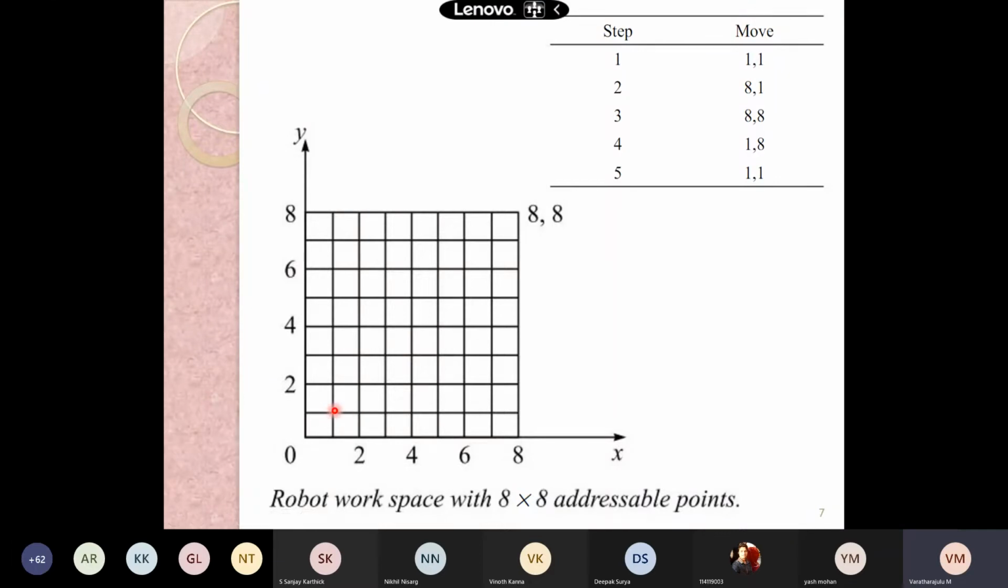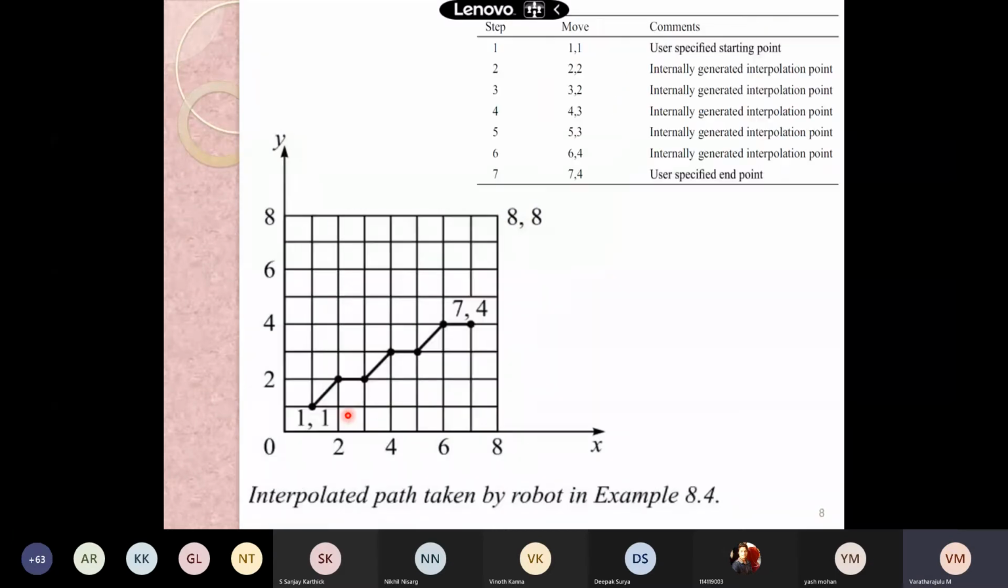This is the point of 1 1. From 1 1 we are going to make a move to 8 8. What we need to do is take a move from 1 1 to 8 1, and then 8 8, and then again 1 8, and then make a move with this workspace.